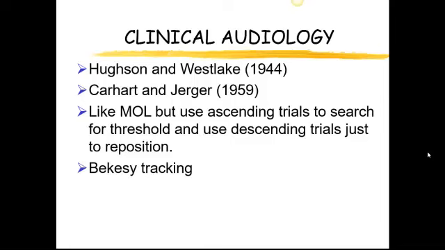We're going down 10, up 5. So you're going down in 10 dB steps when they hear the sound, you're moving quickly, trying to get down to a soft level quickly and efficiently. But then you're going in smaller steps as you ascend, because again, you're trying to hone in on that threshold. So it's like the method of limits, but you use the ascending trials to search for threshold and the descending trials just to reposition. And again, the Bekesy tracing, like we talked about before, there's another picture of that in your interactive module as well.